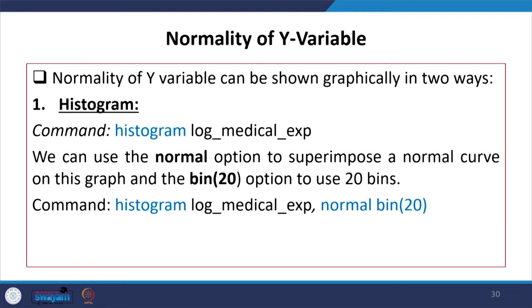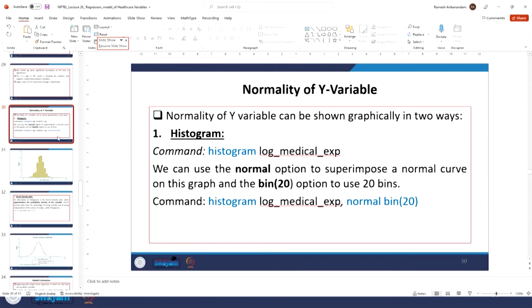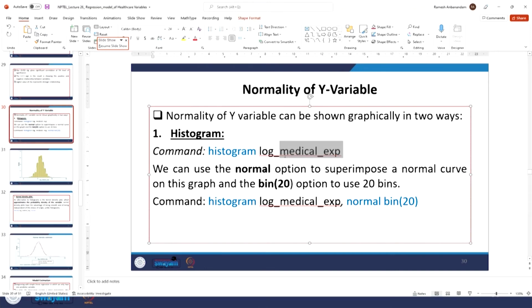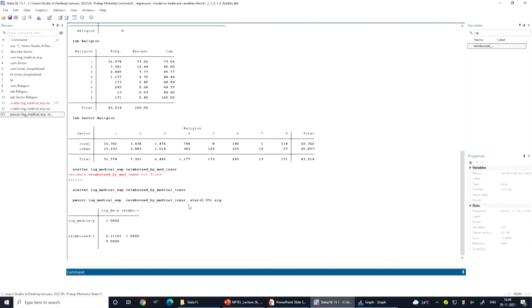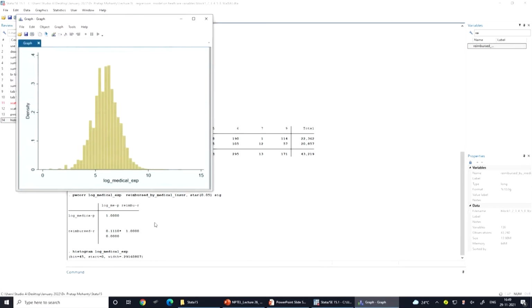Then the next check is on normality of the y variable, the dependent variable, how normal it is, to what extent we emphasize the normality of the distribution. The command we usually follow is a histogram, to check how the histogram looks. Histogram of log medical expenditure, which is the variable we have taken, we can do it once again. It is here. So we will run this command, histogram log medical expenditure, that has been already taken. So the histogram will be displayed on your screen.